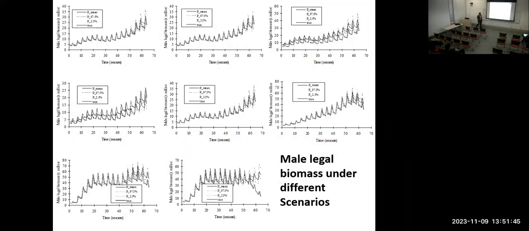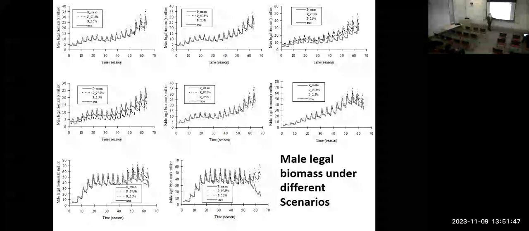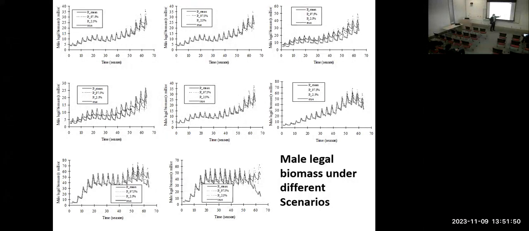When you have extra errors here, you see that the true population actually decreases, and your model thinks that things are pretty good. That's because of this scenario, number 10, number 8, I believe.